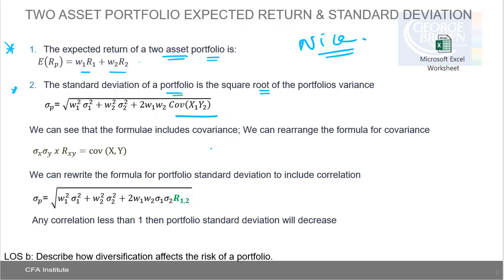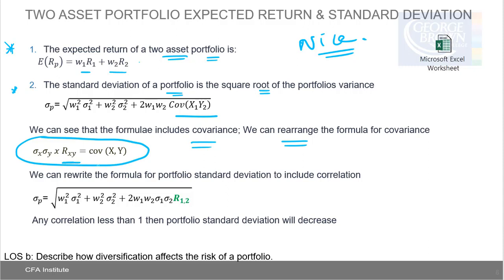So we can see, this is why I wanted to start with the previous slide, that the formula for the standard deviation of a portfolio includes covariance. Yes, because assets may not necessarily be moving in the exact same direction. They may not have a correlation of 1. So we can rearrange the formula for covariance, and that is what I was doing on the previous slide. Covariance also equals standard deviation of x times standard deviation of y times the correlation of x and y, and we know that that number can go from -1 to +1.